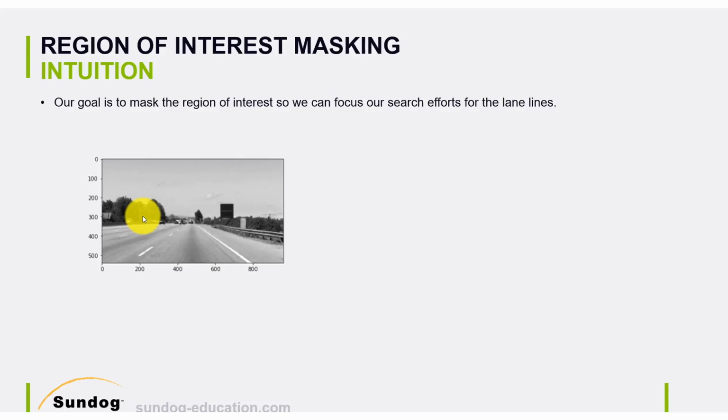Let's assume that I wanted, for instance, to detect both my lane lines. So I'm looking for these two lane lines, and let's assume that the vehicle is centered here, and the camera is centered too. Why would I look on this area, or obviously in the sky, or even here on the left-hand side?